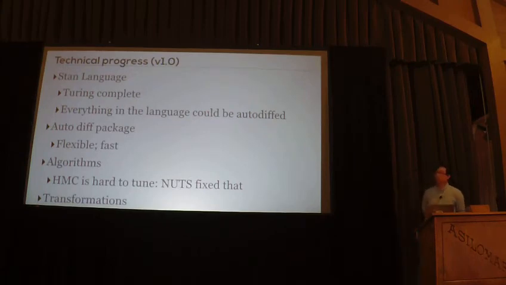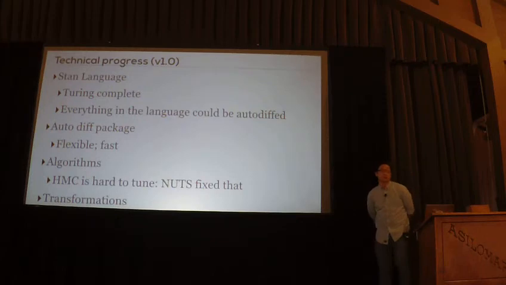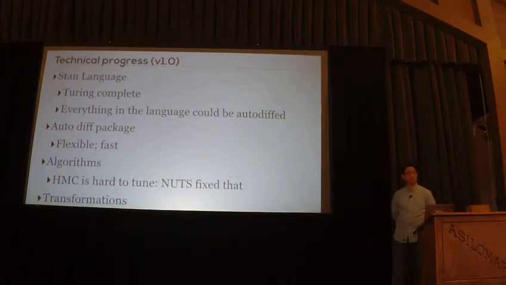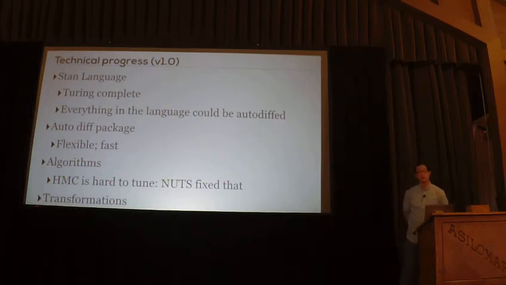So the technical progress that we made by version 1.0: we had a Stan language. That's thanks mostly to Bob. It's Turing complete, and the cool thing was that everything in that language could be auto-diffed, right? So anything you write there has derivatives. The second is we had to write our own auto-diff package that was flexible and fast and ended up being pretty fast. And then the third thing is that we had to make an improvement to algorithms.